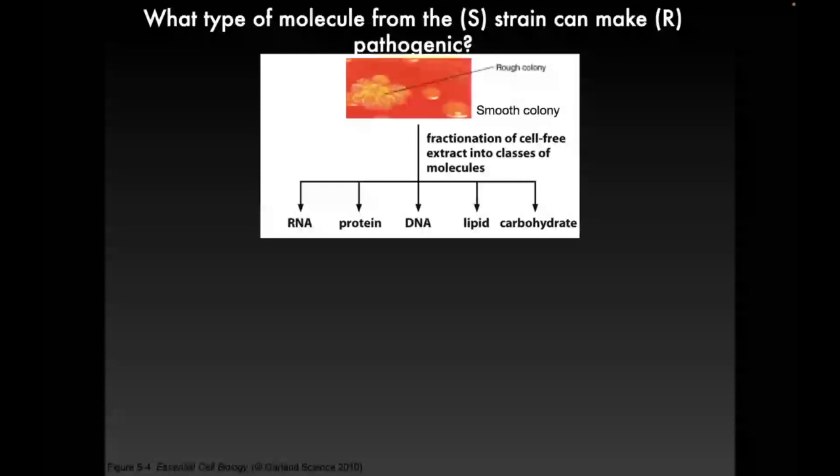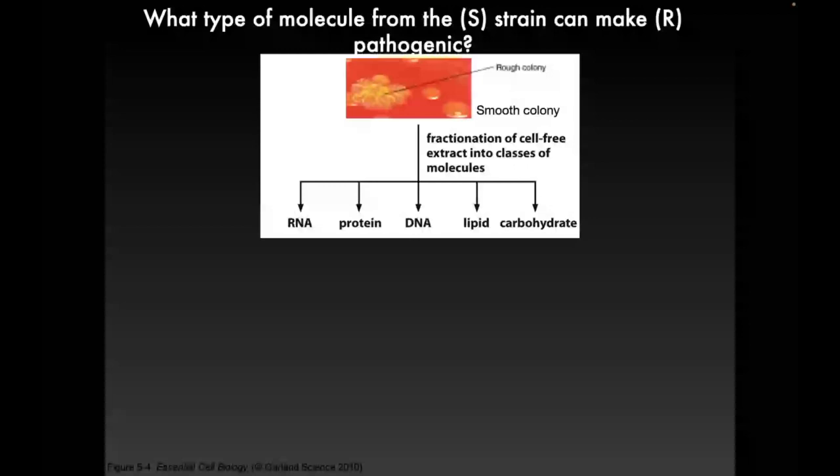So the first mouse will get the RNA from the S strain mixed with live R strain cells. The second mouse will get protein from the S strain, and that is again mixed with live R strain cells. The third mouse in the middle there is going to get DNA from the S strain mixed with R strain cells, which is what we're expecting to be most similar to the experiment I just showed, transferring that genetic information, and so on with the lipids and carbohydrates.